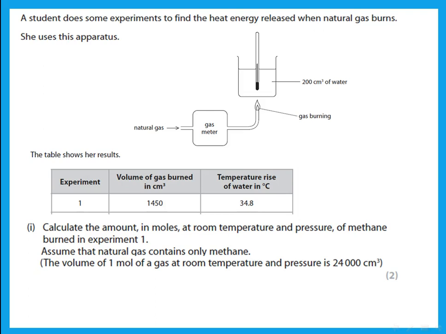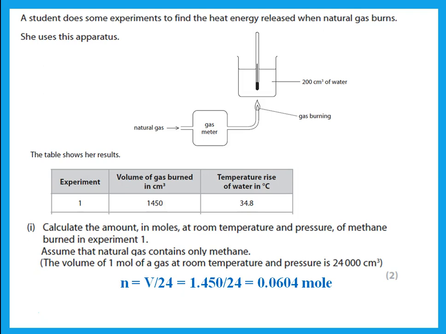Okay. This one says a student does some experiments to find heat energy released when natural gas burns, and he's telling me that the volume of gas burned is this and the temperature rise is this. Now calculate the amount in moles of methane burned in experiment 1. So he wants the number of moles of methane. From this information, how do I get number of moles of methane? Well, methane is a gas, and he's giving me the volume of the gas. So the number of moles is what? Volume over 24. And the volume has to be in decimeter cubed. He's giving it in centimeter cubed. I have to divide it by 1,000 before I put it into that equation.